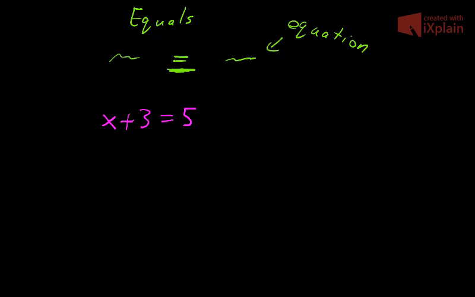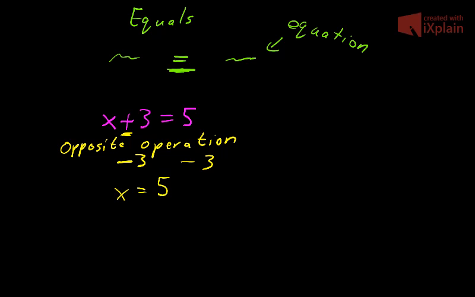So what we've done in the past is I've told you guys to look at what's being done to x. In this case, it's addition. The opposite of addition is subtraction. So, opposite operation. So the opposite of addition is subtraction. So I'm going to subtract 3, and I'm going to do that from both sides. So what I end up getting is x is equal to 5 minus 3. That's the same thing, which gives me x equals 2.